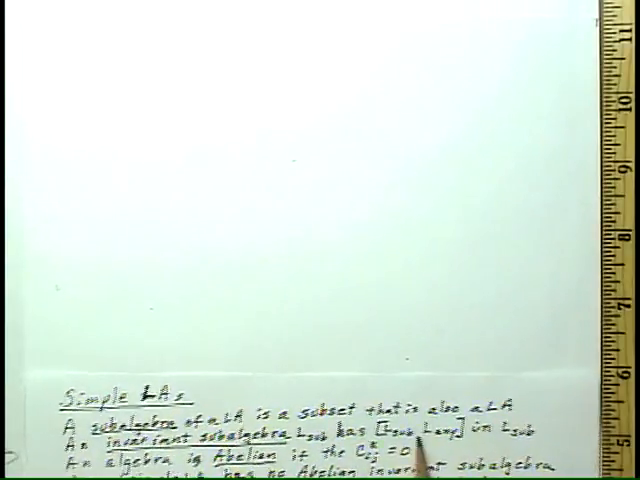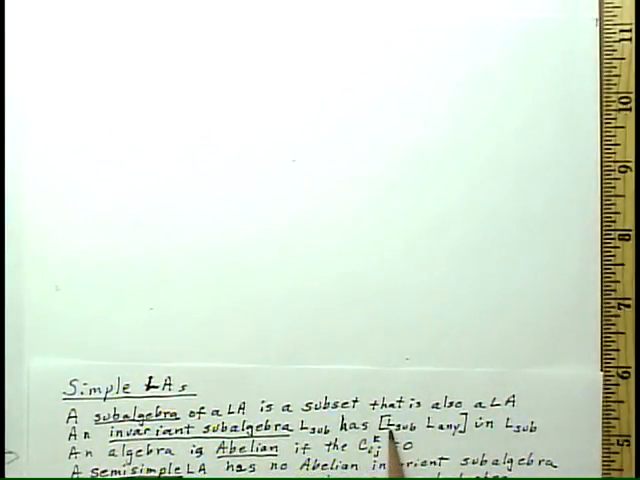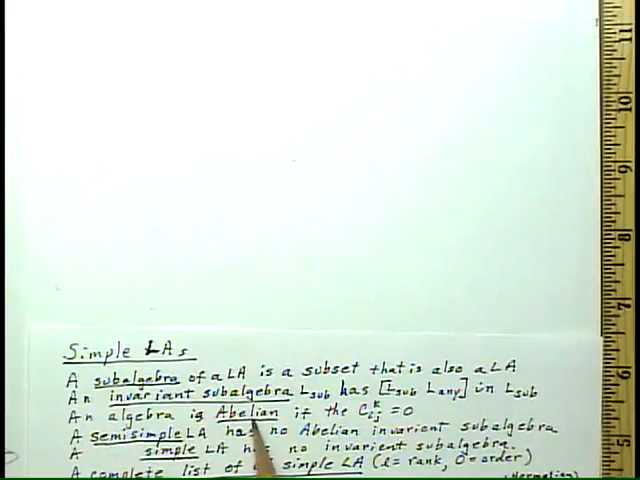Okay, that's kind of obvious. An invariant subalgebra is a subalgebra such that if we take the commutator of any element in the subalgebra with any element in the larger algebra, the result is always in the subalgebra. An algebra is abelian if all the structure constants vanish. In other words, the bracket vanishes between any two elements.